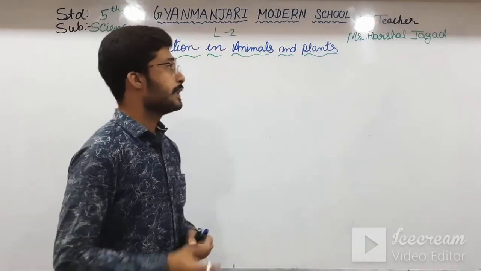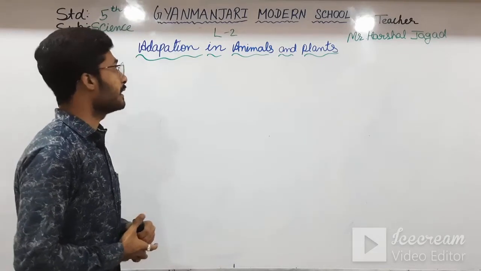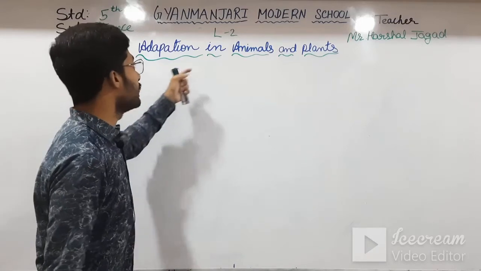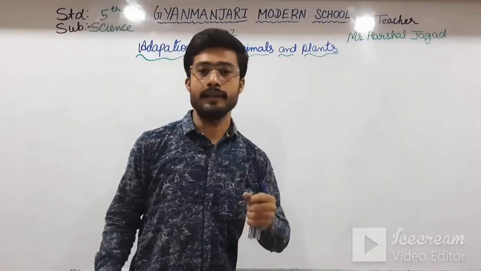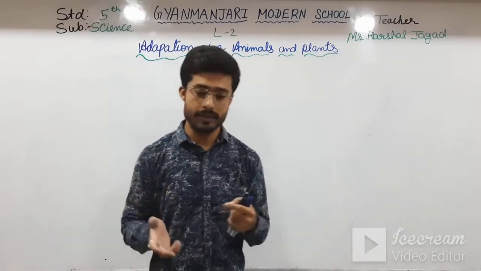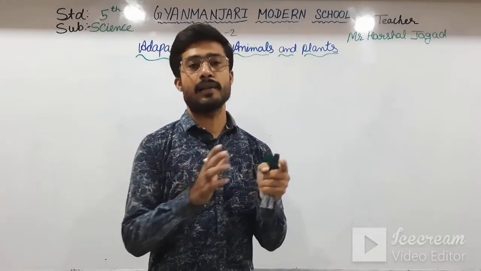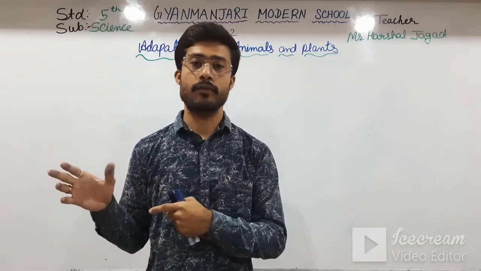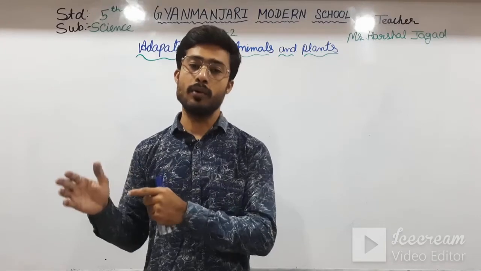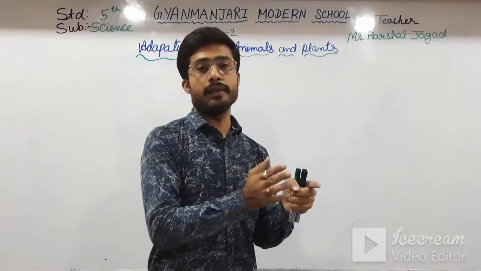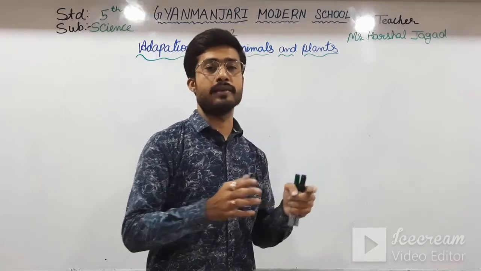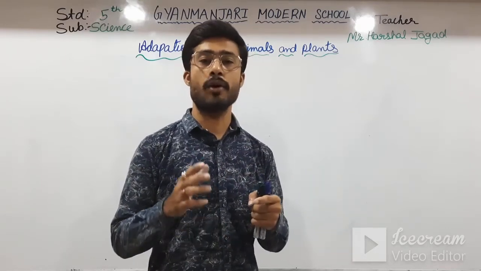So, in the previous video we have just started the new chapter, chapter number 2, adaptations in animals and plants. In that we have seen what adaptations are. There are some conditions in which only certain animals can live. If the animal is from the cold region, then it can only live in the cold region, and if the animal is from the hot region, then it can only live in hot regions. There are some adaptations for it.